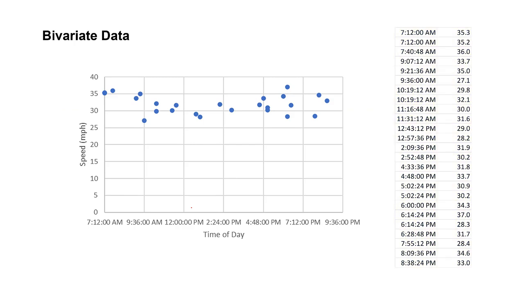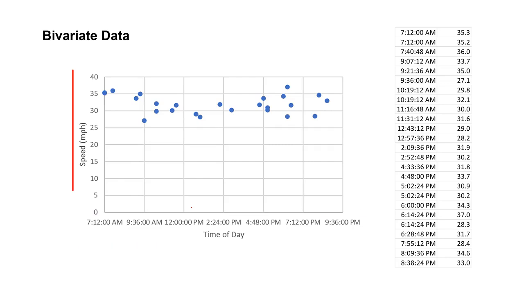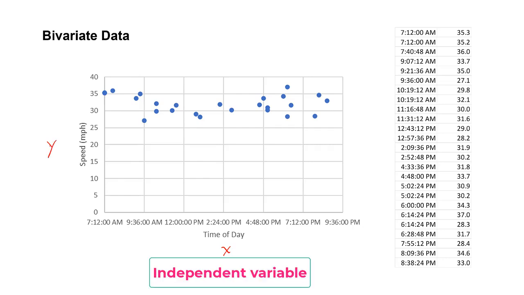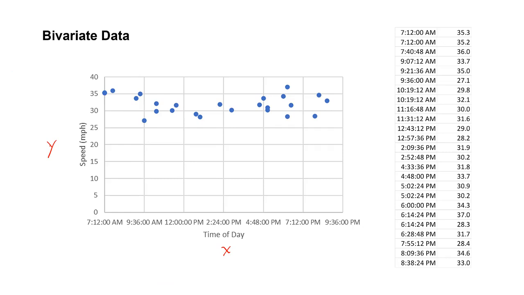So we can visualize this by putting the time of day on the x-axis and then the speed on the y-axis. By the way, a lot of times when we plot XY data, the x-axis is usually the horizontal axis, and the y-axis is the vertical axis. The x variable is oftentimes known as the independent variable, and then the y variable on the y-axis is typically denoted as the dependent variable.